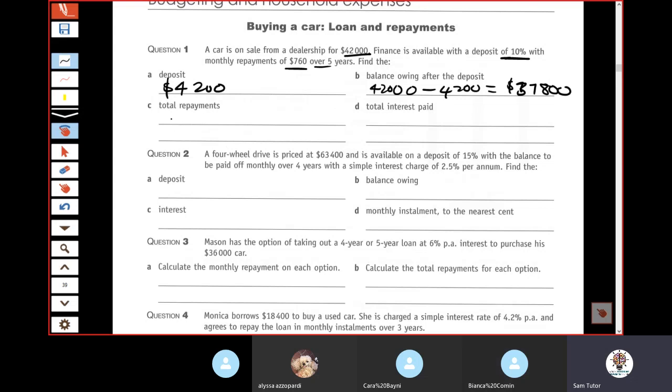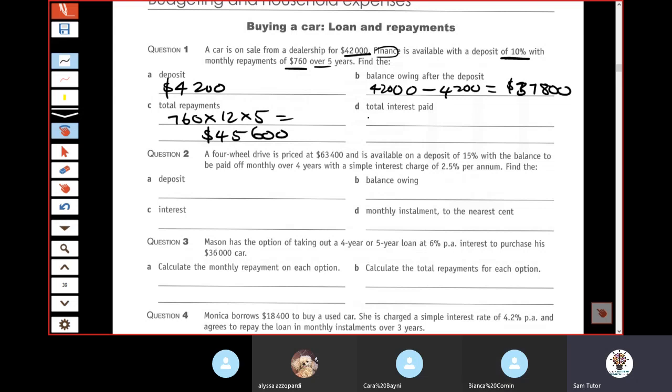What's your total repayments? Your total repayments are $760 for every month for 5 years. That becomes 45,600. Naturally, that should be higher than this because you're on finance, so you've got to pay back some interest.